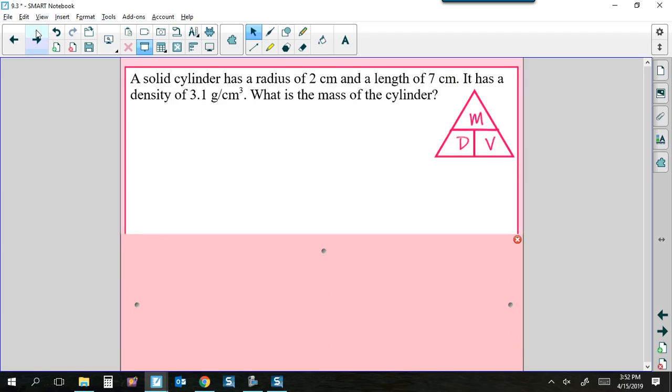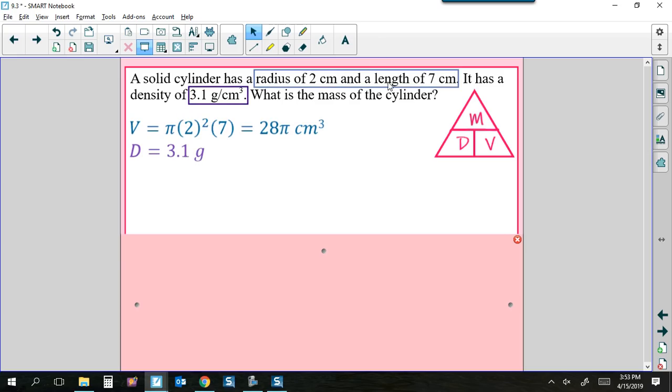We have a cylinder with a radius of 2 centimeters and a length of 7 centimeters. It has a density of 3.1 grams per centimeter cubed. What is the mass? So again, we have a figure where I'm giving you dimensions. So the dimensions we can use to find the volume. The volume is the one thing that the dimensions will help us find. We know the density is 3.1, and we know we are looking for the mass.